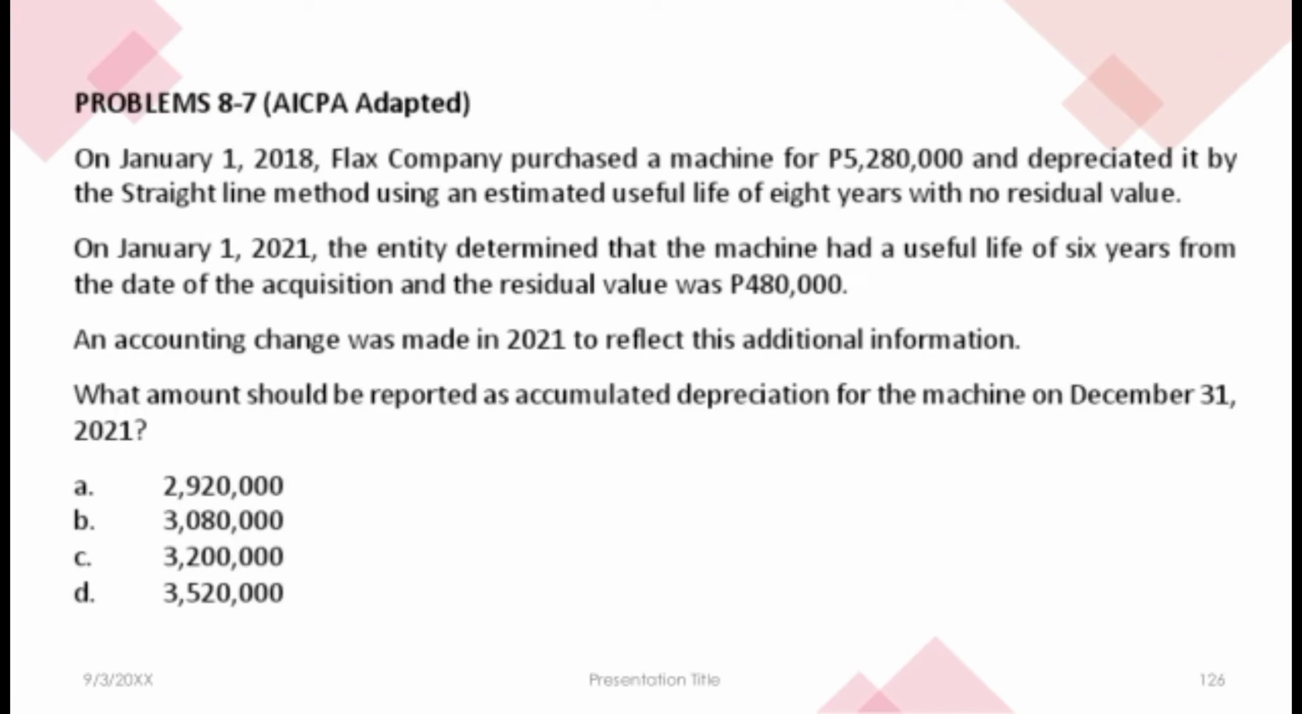On January 1, 2018, Flux Company purchased a machine for 5,280,000 and depreciated it by the straight line method using a useful life of 8 years with no residual value. On January 1, 2021, the entity determined the machine had a useful life of 6 years from the date of acquisition and residual value was 480,000. An accounting change was made in 2021 to reflect this additional information. So, what amount should be reported as accumulated depreciation for the machine on December 31, 2021?